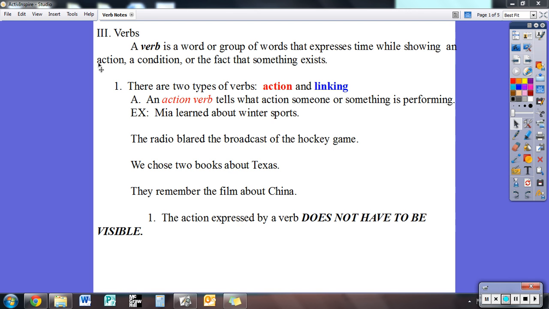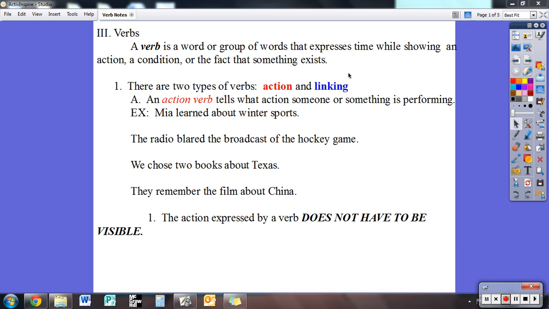But on 308, it tells us that a verb is a word or group of words that expresses time while showing an action, a condition, or a fact that something exists. So basically, it's either showing us that it's doing something or that it is something, that it's there, that it exists, it's alive. And it expresses time, and you say, how is that possible? Well, think about the different verb tenses. You have past, present, or future tense. Remember that? And so that helps us know when is it happening in time. So that's what that means.